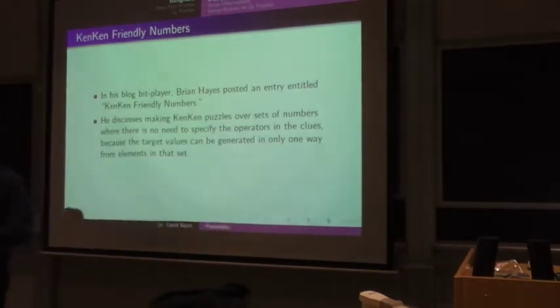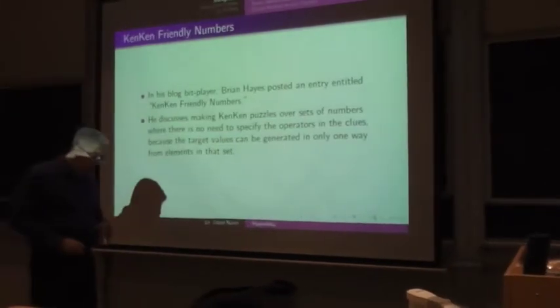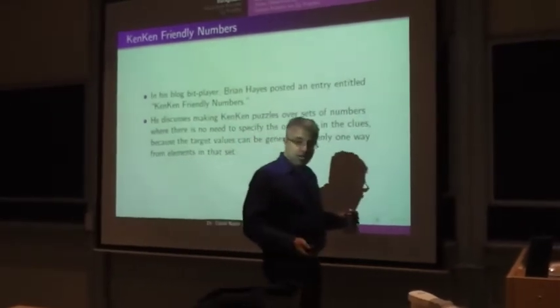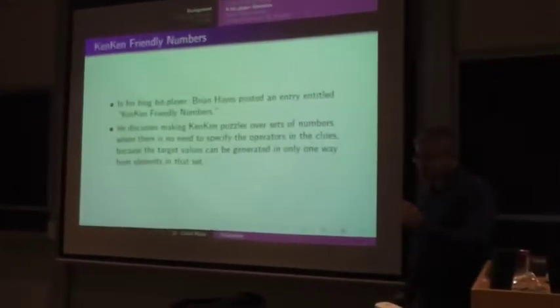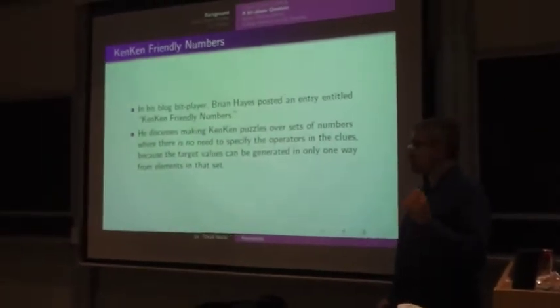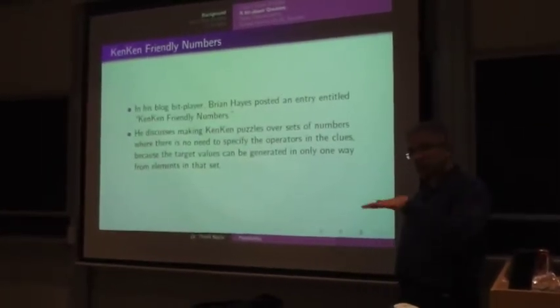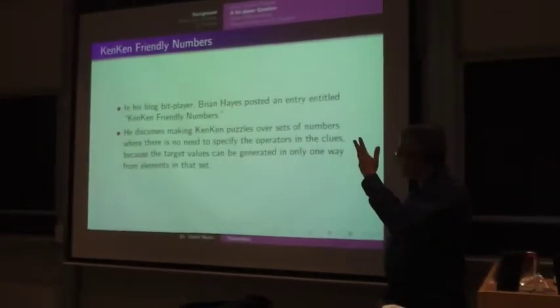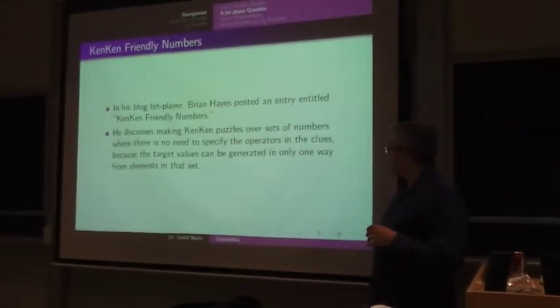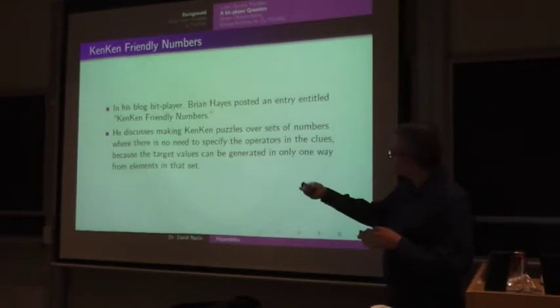These are collections of numbers so that the operation is fixed. Basically, the operation is automatic once you know what the target is. That is, given the underlying set, there's only one possibility for the operation in each of the cages. Now, I'm not interested in talking about that at all today, though it's a nice article.